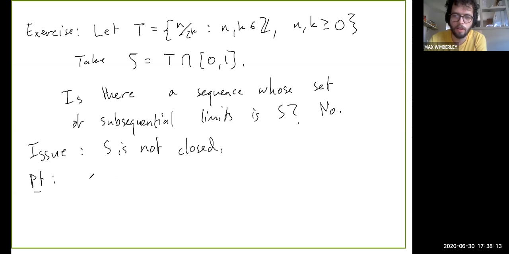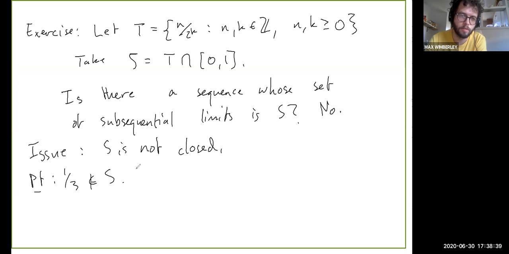Okay. That's fine. I'll show you how you can do this. So the first thing to do would be to pick a number that's not in the set, but that we expect to be able to get close to using numbers from the set. I think the simplest example of that is just 1/3. 1/3 is not in the set. So let's say 1/3 is not in S.